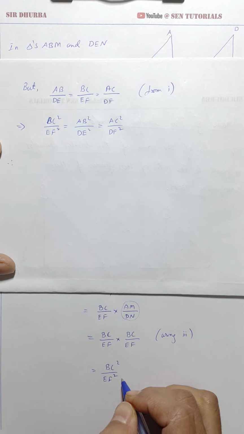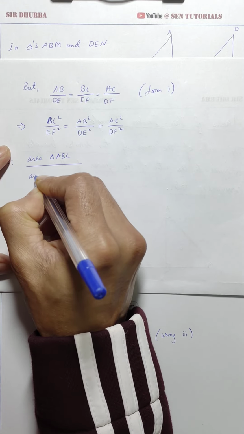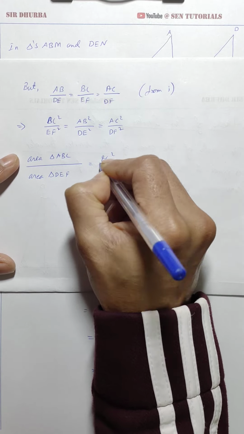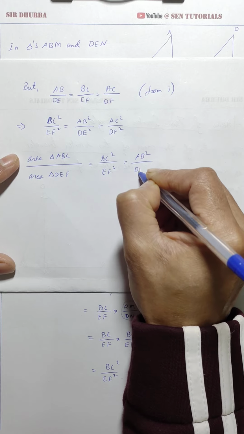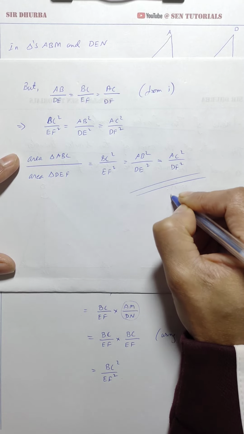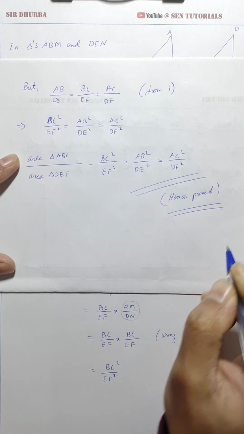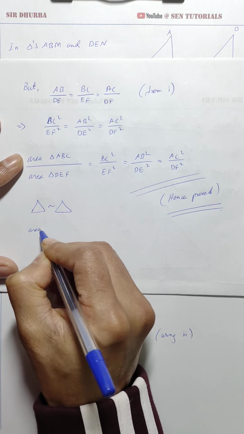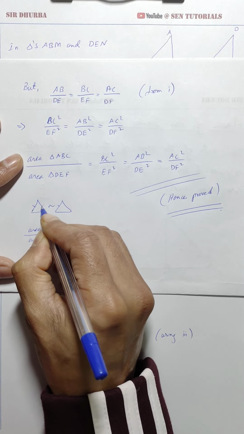So therefore, in conclusion, area of triangle ABC by area of triangle DEF is equal to BC square by EF square. Now BC square by EF square is also equal to AB square by DE square, which is also equal to AC square by DF square. So hence proved. This is our proof of the theorem, which states that if we have two triangles which are similar, then the ratio of their areas is equal to the squares of their corresponding sides.